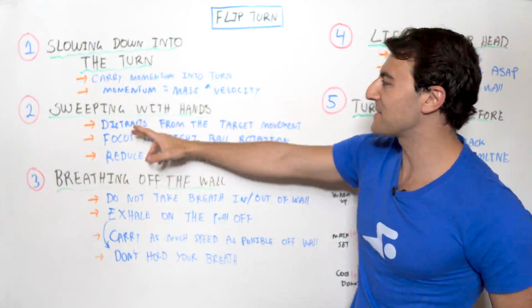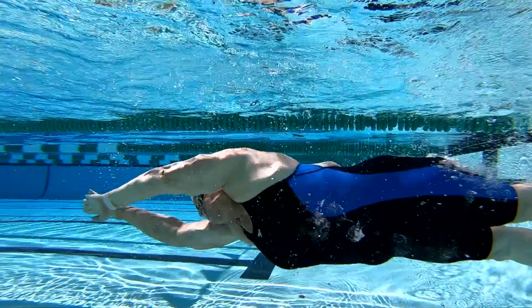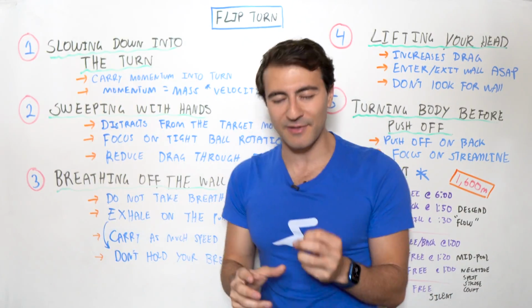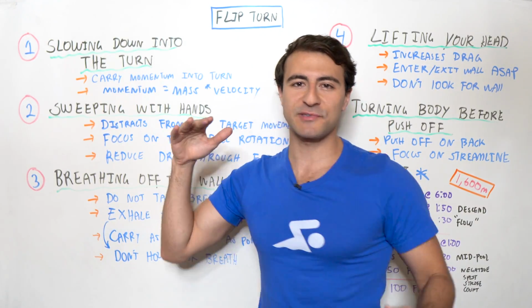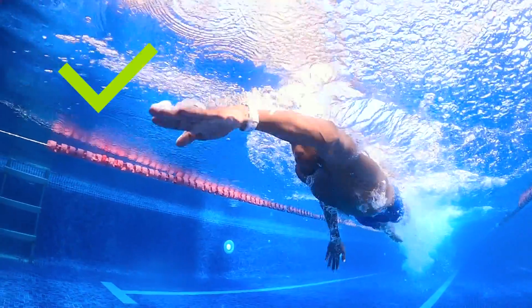Now, the second biggest mistake that swimmers are making is sweeping with the hands. Basically, doing a lot of funky business underwater with your hands. You wanna simplify this. Keep it simple. You swim into the wall, especially for the somersault, for freestyle and backstroke, and you want to keep it simple.